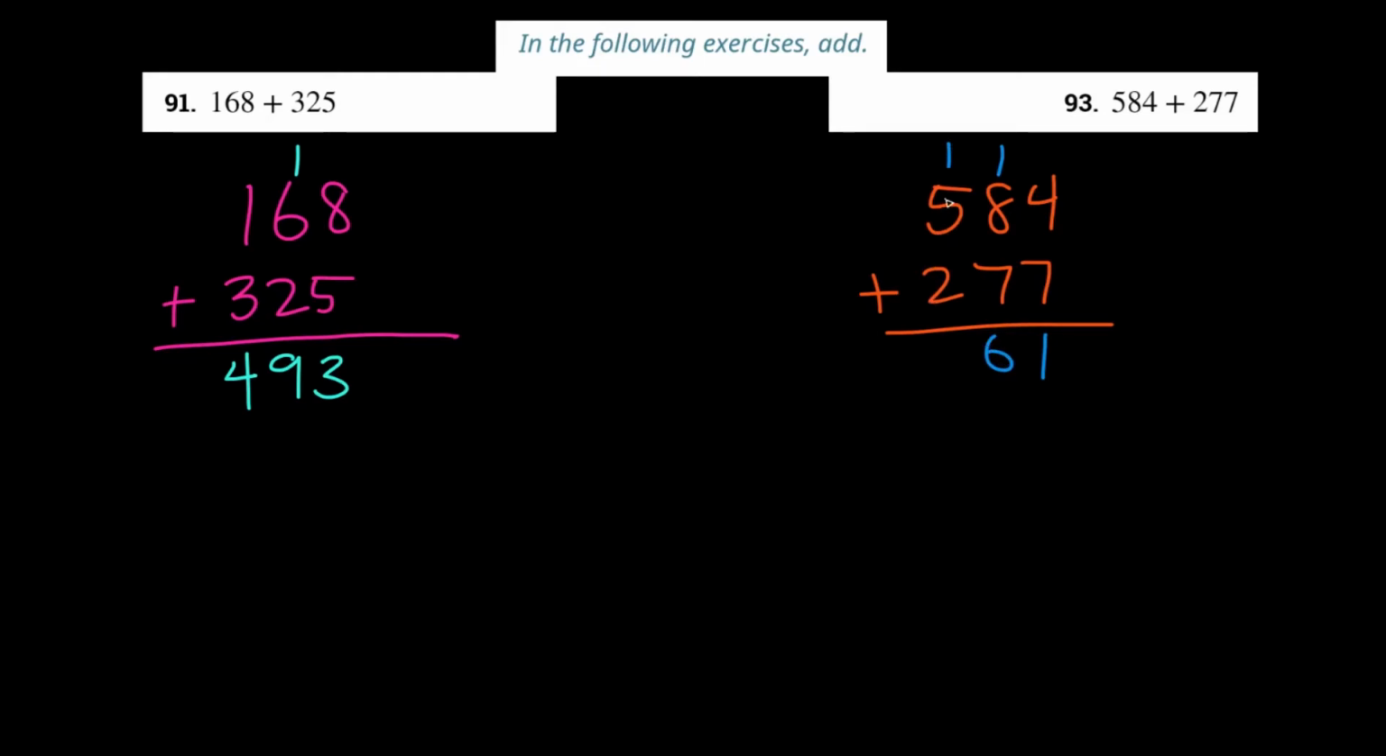Now we can add up the hundreds. 1 plus 5 is 6, plus 2 more is 8. We have 8 in the hundreds column. We have a total of 861.